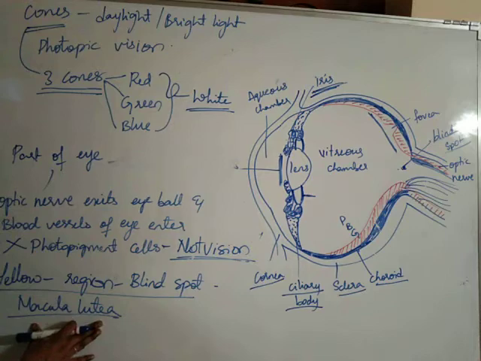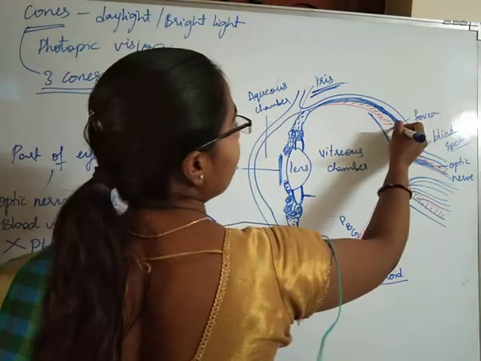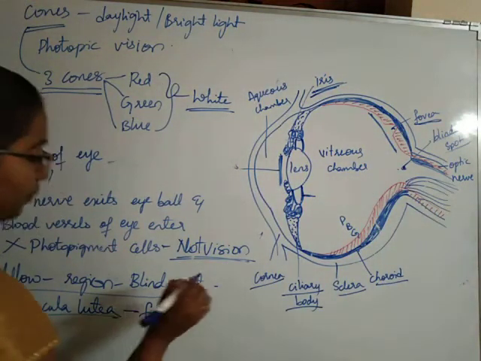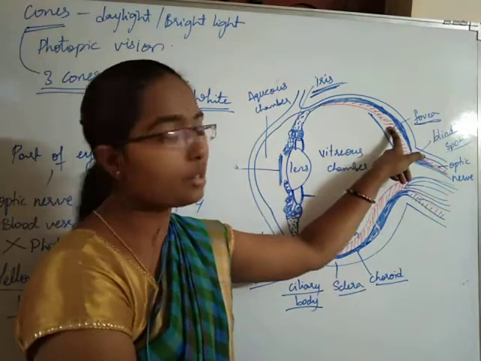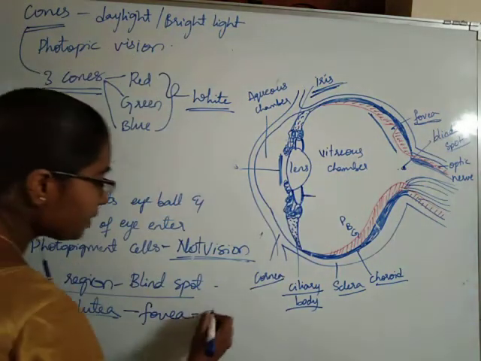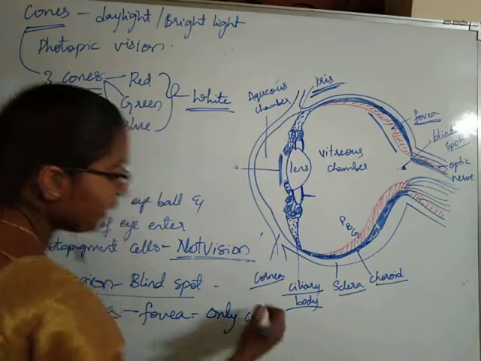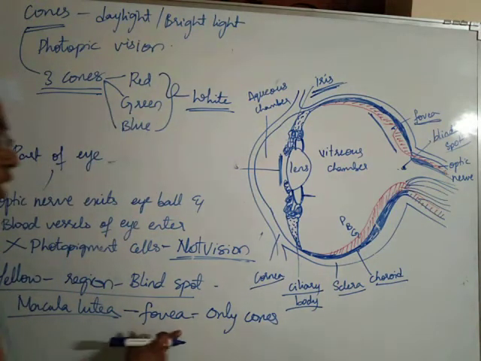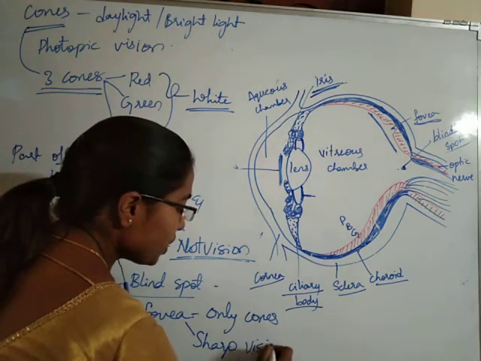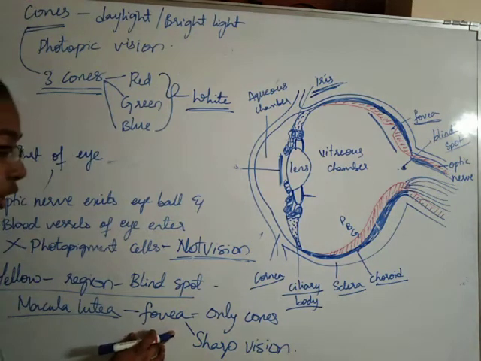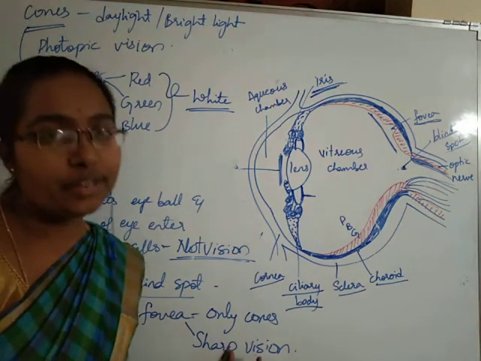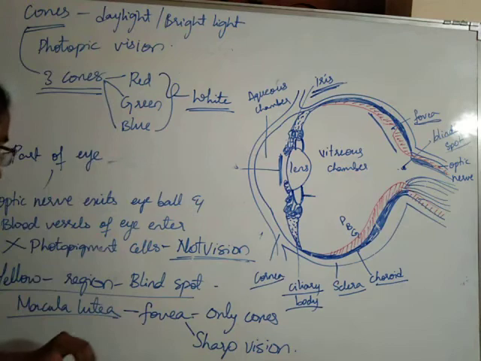This macula lutea has a central part which is called fovea. You can observe that the central part of macula lutea is called fovea. This fovea consists of only cones. That means fovea is concerned with sharp vision. Fovea will come into function during sharp vision. So, this is regarding fovea.